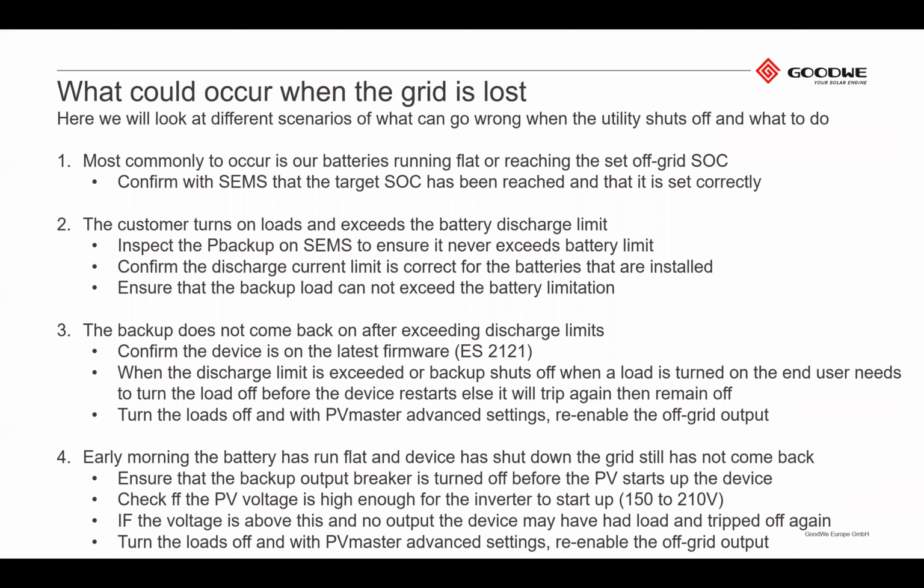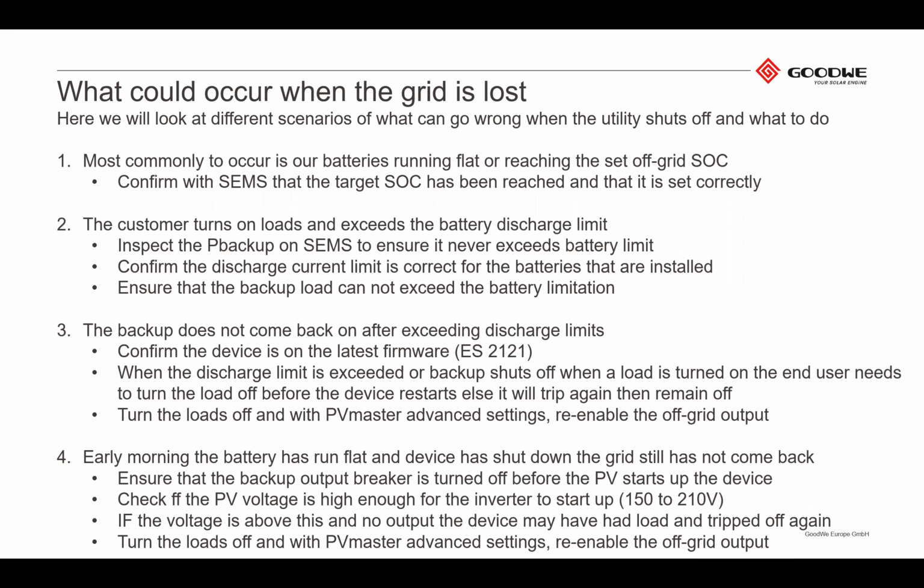So one of the most common things to happen is that the batteries run flat, or the set off-grid SOC has been reached. Very often there is confusion with the off-grid SOC. Some people might set that to 10%, believing that it will use 90% of the battery, but that needs to be 90% to use 90% of the battery. So that's one of the number one mistakes or errors people make. Unfortunately, we are all human. No one is perfect, and we all make mistakes at times.